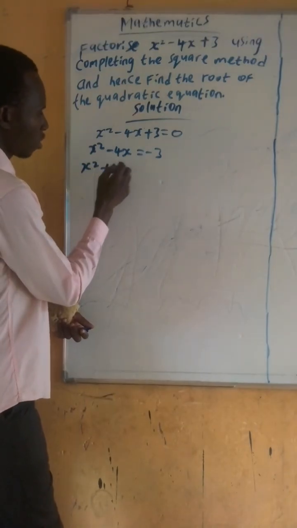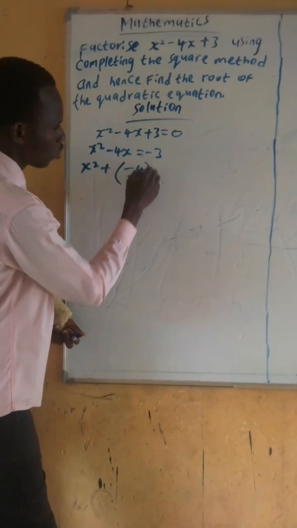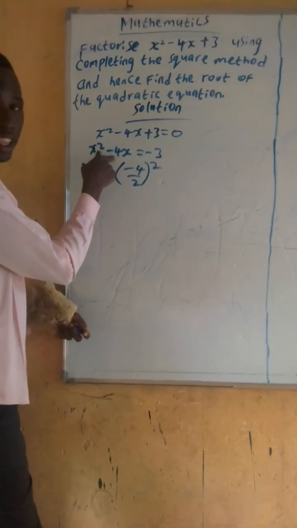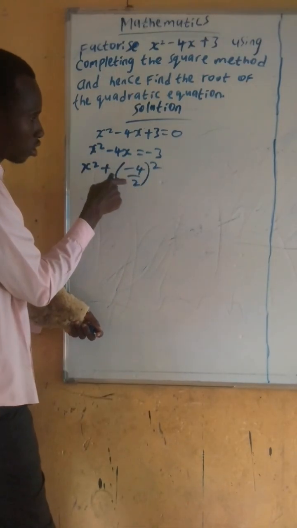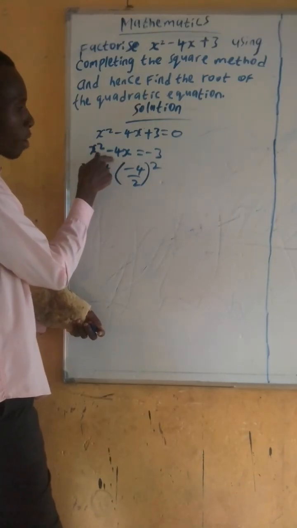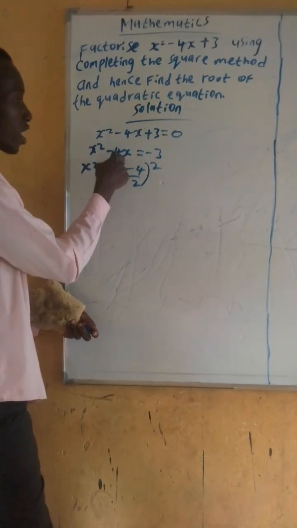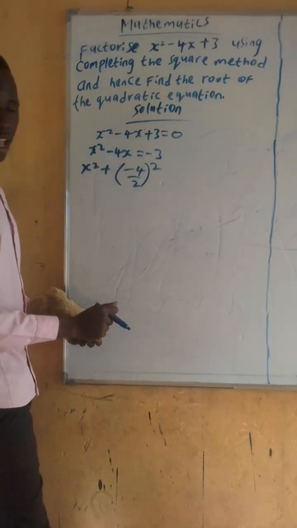right? So let's do plus here. We say what? Minus 4 divided by 2 squared. Divide minus 4x by what? Minus 4 by 2. We neglect the x. And we have what? Minus 4 divided by 2. We neglect the x. Then we do what? Square it. Have you seen that now?